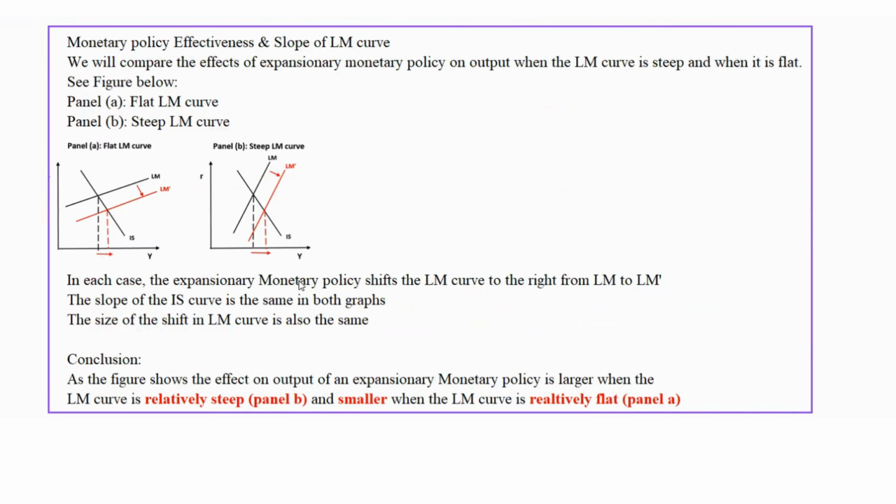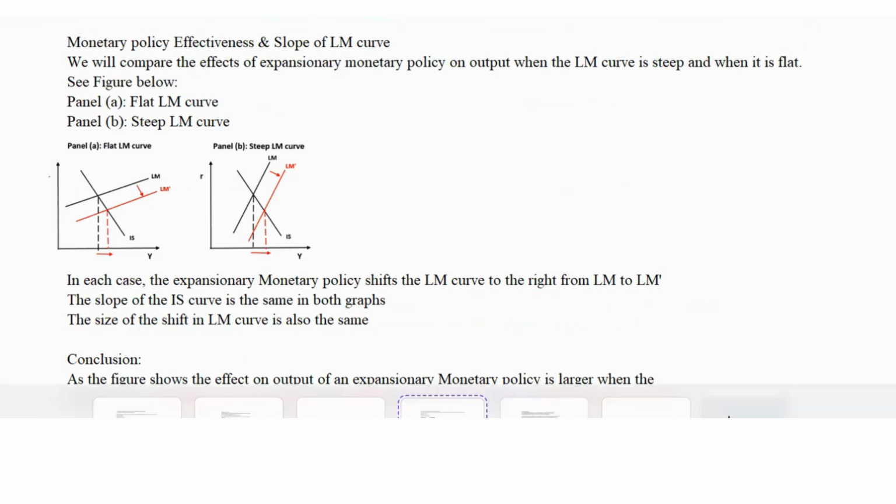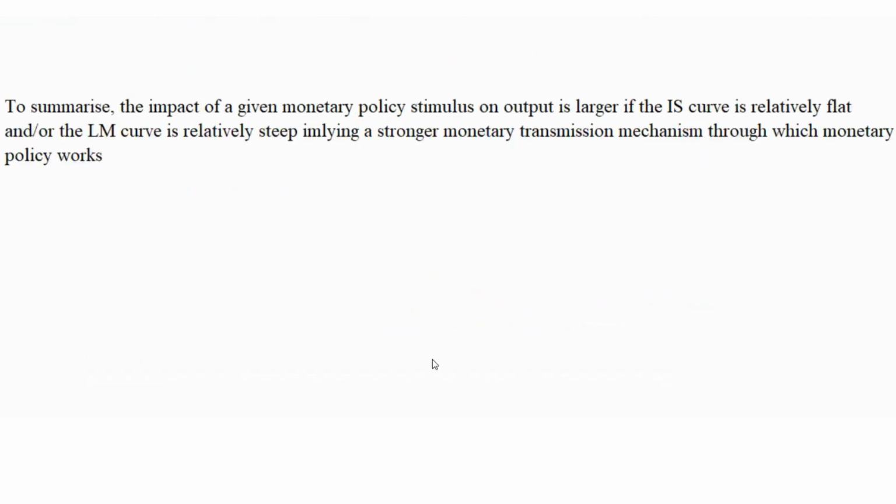The economic intuition is that the steep LM curve reflects low interest responsiveness of money demand, which increases the strength of the monetary transmission mechanism. So to summarize, the impact of a given monetary policy stimulus on output is larger if either the IS curve is relatively flat and/or the LM curve is relatively steep, because this implies a stronger monetary transmission mechanism through which monetary policy works.